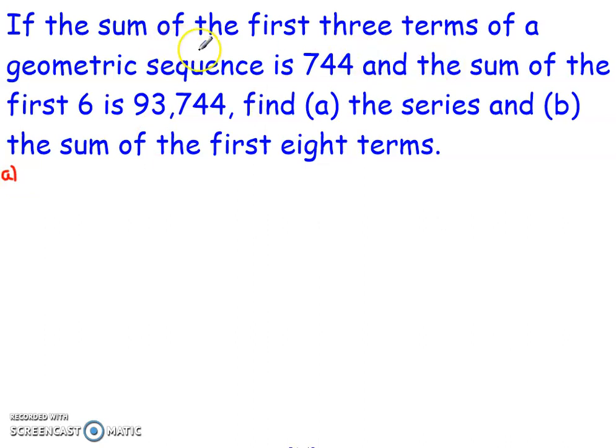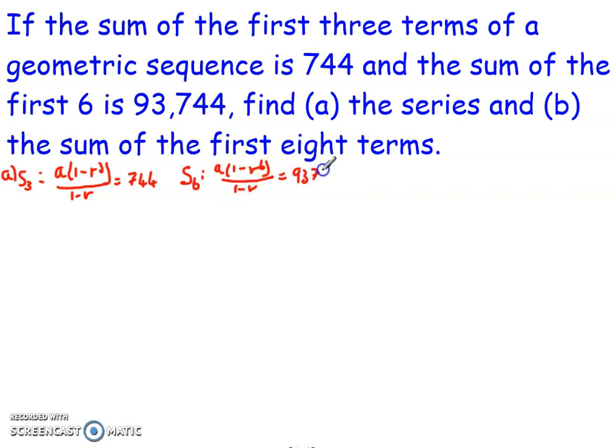So the first bit here tells me the sum of the first 3 terms, so that will be S3. And what I know is that that then means that a(1 - r³)/(1 - r), I know that that's going to equal 744. Second bit of information is the first 6 terms. So what I know then is the S6, which is the sum of the first 6 terms. That's going to be a(1 - r^6)/(1 - r), which is equal to 93,744.